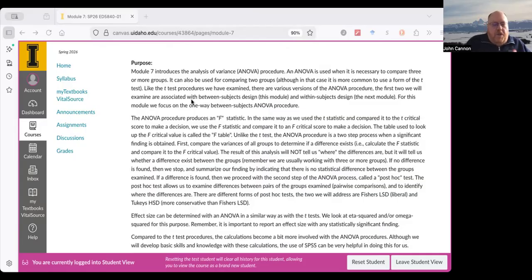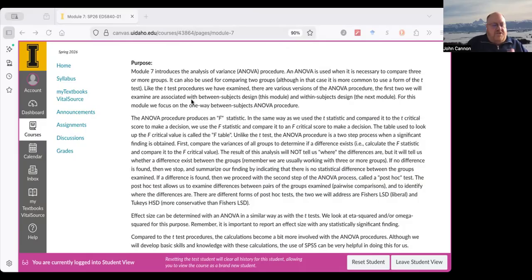The ANOVA procedure produces an F statistic. In the same way as we use the t statistic and compare it to the t critical score to make a decision, we use the F statistic and compare it to an F critical score to make a decision. The table used to look up the F critical value is called the F table. Unlike the t-test, the ANOVA procedure is a two-step process when a significant finding is obtained. First, compare the variance of all groups to determine if a difference exists. This includes calculating the F statistic and comparing it to the F critical value.